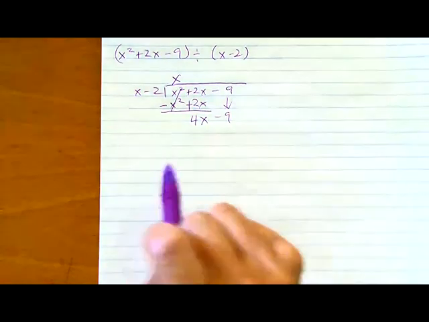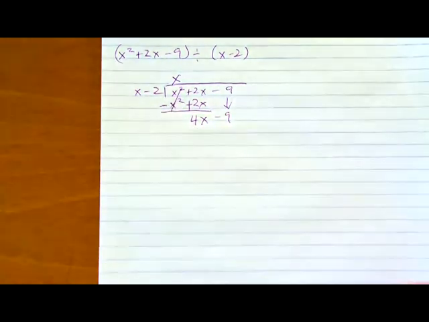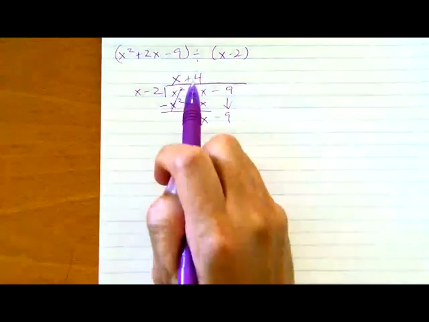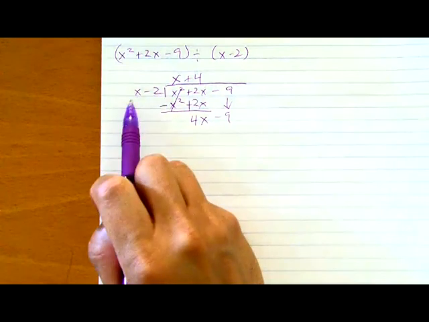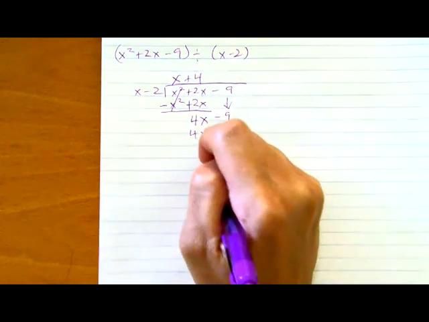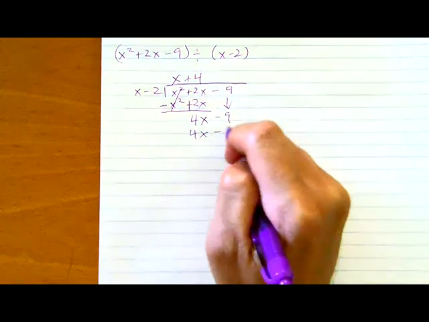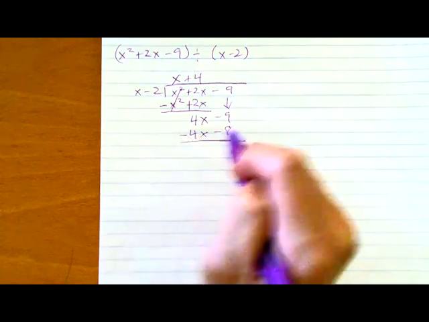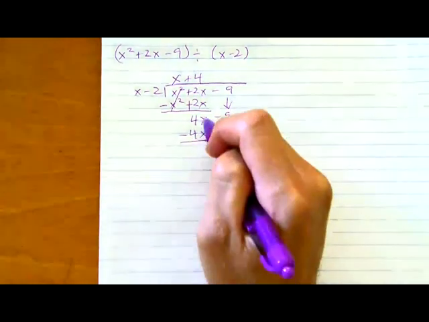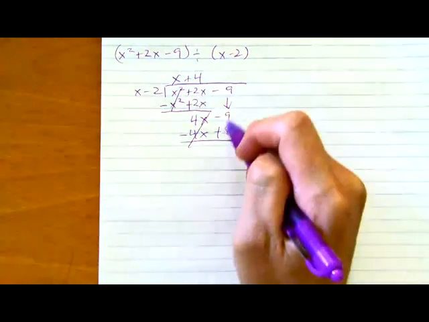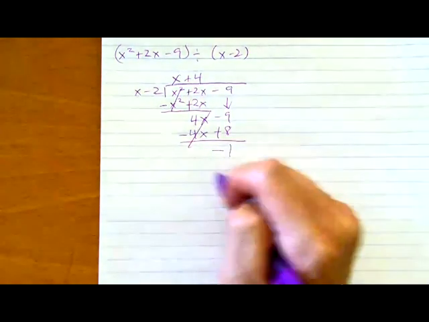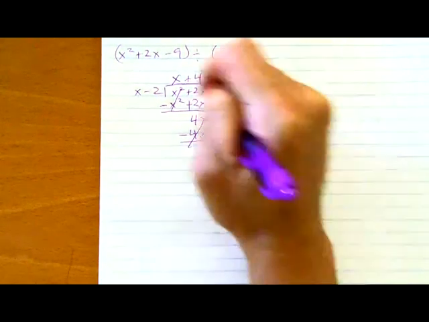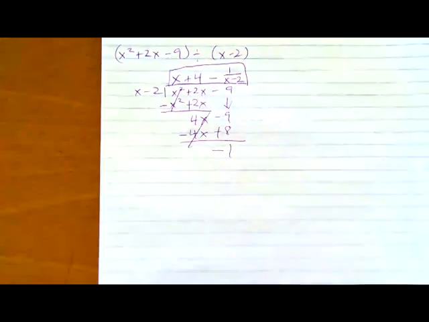We do it again. Something times x is 4x, a positive 4. 4 multiplies to both terms. 4 times x is 4x. 4 times negative 2 is negative 8. I need to subtract. This becomes minus, this becomes plus. If I add straight down, that cancels. This is a negative 1. So we have a remainder. Minus 1 over x minus 2. This right here is our solution.